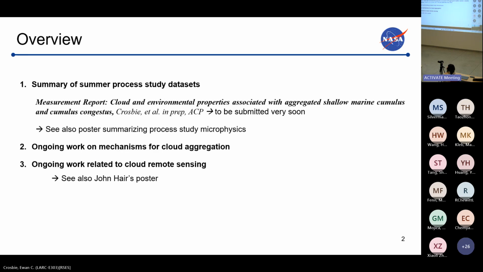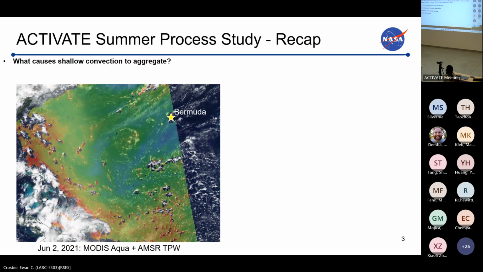I'm going to cover a couple of different things. We've got a paper that's coming out pretty soon summarizing these 6 process study flights. I'm going to cover a little bit of that in this talk, but I've also got a poster that's got more of that paper. Some ongoing work on the mechanisms for cloud aggregation, and then some fairly recent and new ongoing work related to cloud remote sensing. And John Hare's got a poster that has some more of the background for some of that.